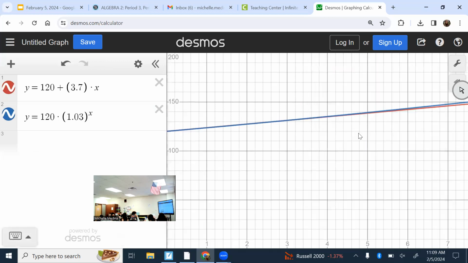So then now it looks more like what's on my paper. So we can see it is tricky. They look almost identical except for like this region. This is where you see them start to split.